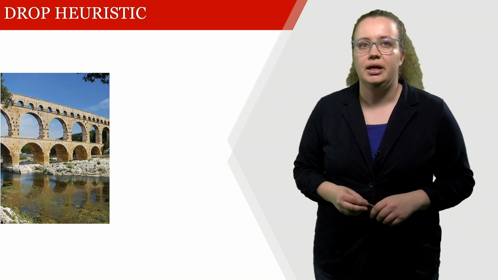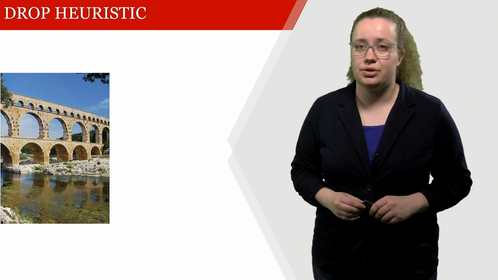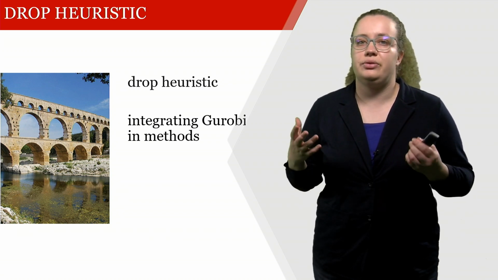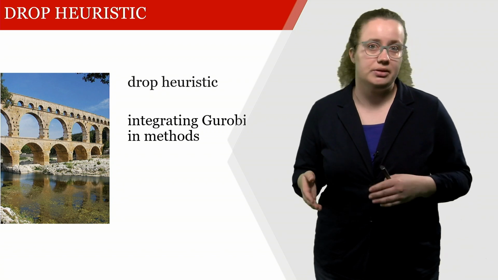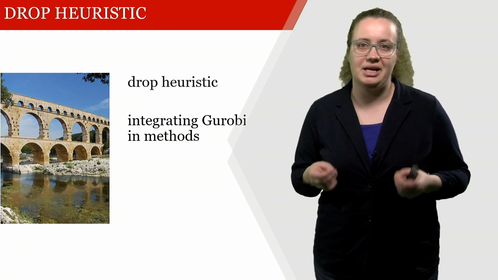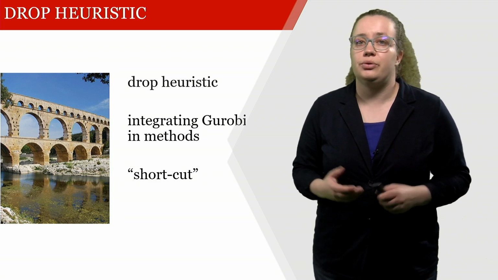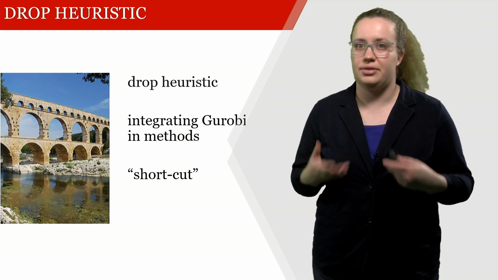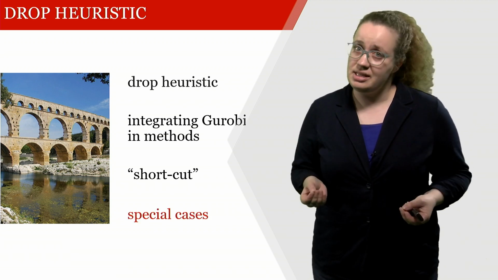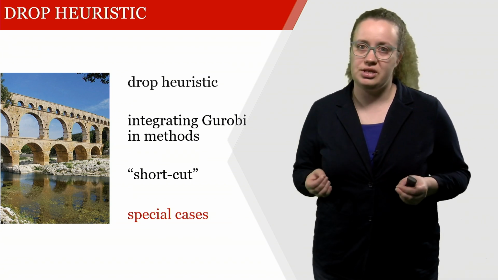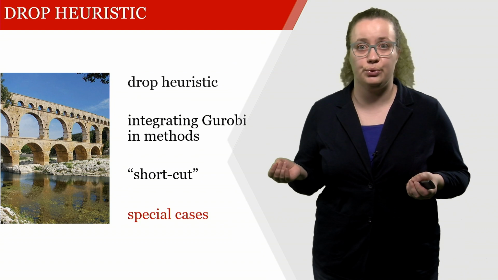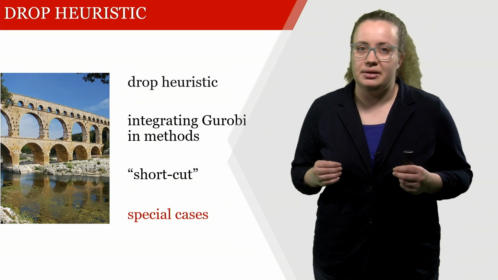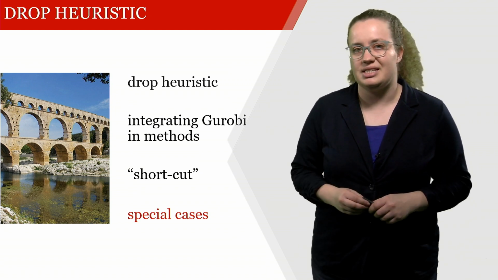So what I would like you to take away from this web lecture on the drop heuristic is, first of all, what the drop heuristic is, obviously. Secondly, I would like you to remember that you can integrate Gurobi in methods, and in particular here it makes a lot of sense. What I would like you to also remember is this shortcut. So if there's no variable costs, things get a lot easier. And this is actually also what I would like you to work on. So for these 2 special cases, for the flow of 2 and for a flow of 4 on the previous slide, please come up with the cheapest network design. Thank you very much.